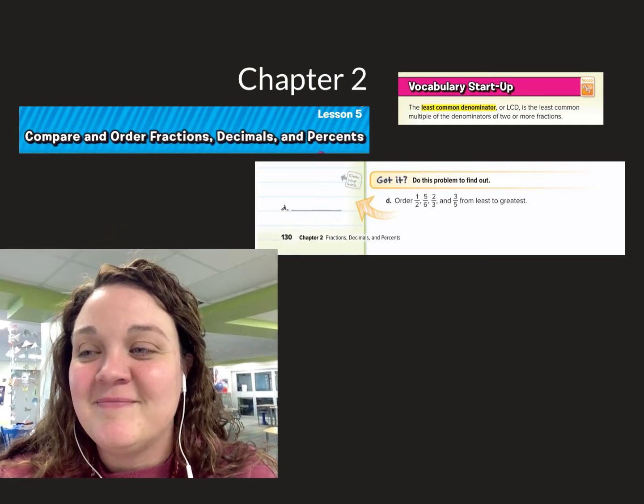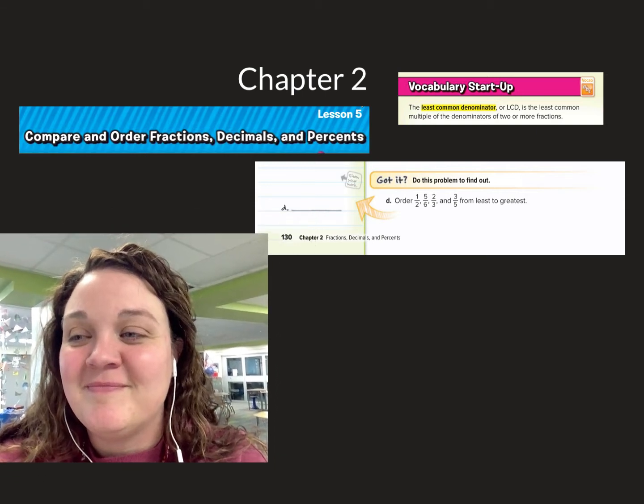All right, so we've got this little problem here. I'm going to scooch my video over. It's on page 130. I think I might have skipped around, I'm not quite sure, but on page 130. Now, I put this vocabulary here as well because it talks about least common denominator. We talked about least common multiple, same thing, but it's just when you're looking at denominators. So, for example, here I have 2, 6, 3, and 5.